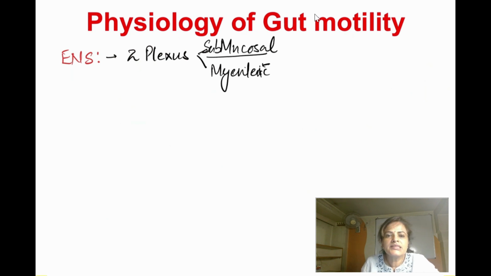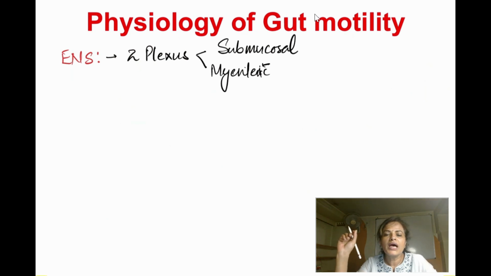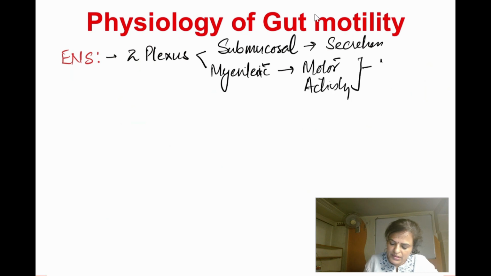So the submucosal plexus is present beneath the mucosa and its main action is secretion. Whereas the myenteric plexus is present in between the circular and longitudinal smooth muscle and its main action is motor activity, or you can say this is the one which is responsible for the peristaltic reflex.